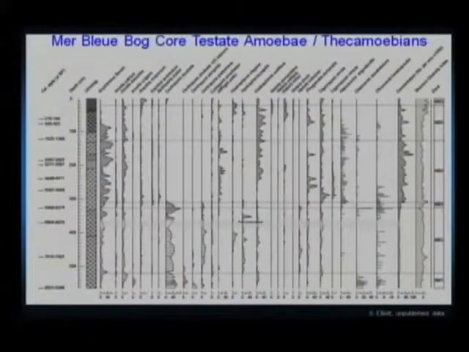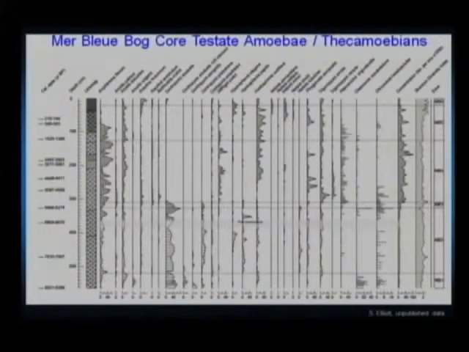This was just emailed to me yesterday. One of Helen Roe's students, Suzanne Elliott, is also working on this exact same core. And again, I told you about the utility of using more than one proxy. She's looking at these testate amoebae, or as we call them in North America, thecamoebans. It's one of these things: you say tomato and I say tomato. They mean the same thing: theca, with a shell, and amoeba, so the same sort of thing.